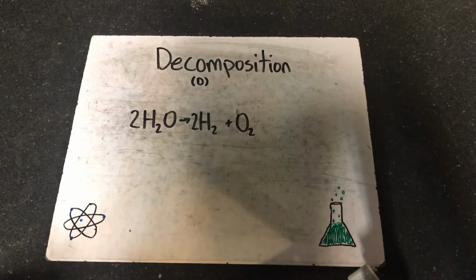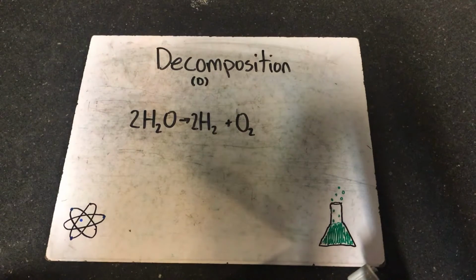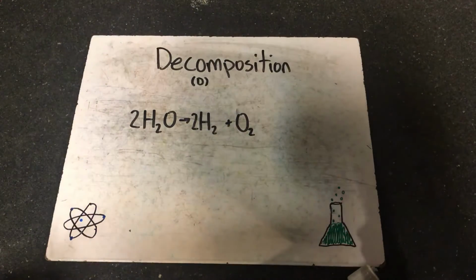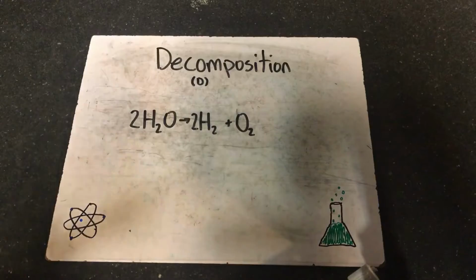The third type is decomposition. This reaction consists of a singular compound. In this, the compound breaks down into smaller pieces, which is individual elements. An example of this is 2H2O, which yields 2 hydrogen plus 1 oxygen. You can tell that this is a decomposition reaction because the H2O is decomposing into smaller parts.